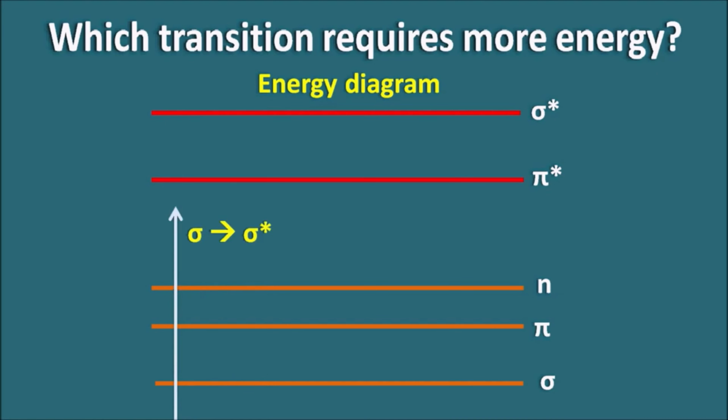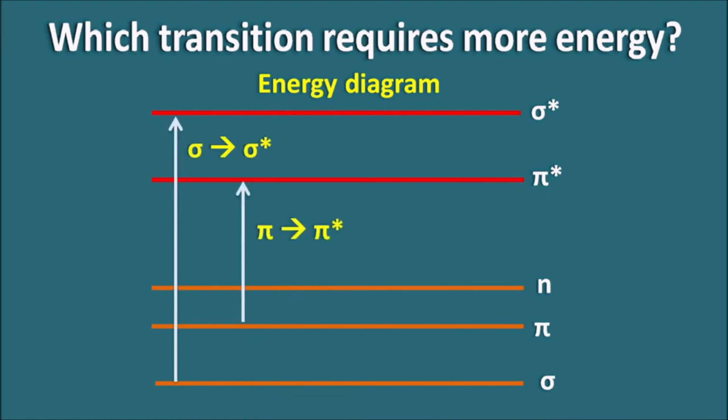So we can observe the different types of electron transitions between these bonding and anti-bonding molecular orbitals: the sigma to sigma star transition, pi to pi star transition, n to sigma star transition, and n to pi star transition. So in this way we have 4 types of electronic transitions possible in molecules. But which transition requires more energy? The energy required for a transition depends on the energy gap between the two states. We can easily observe that the sigma to sigma star transition has the largest energy gap, so it requires the highest energy. Similarly, the n to pi star transition has the smallest gap, so it requires the least energy.